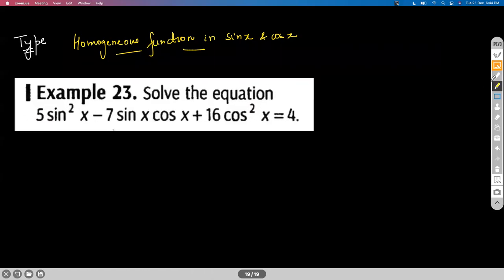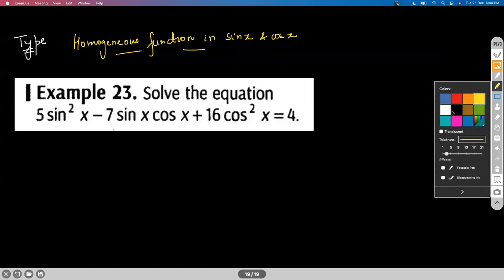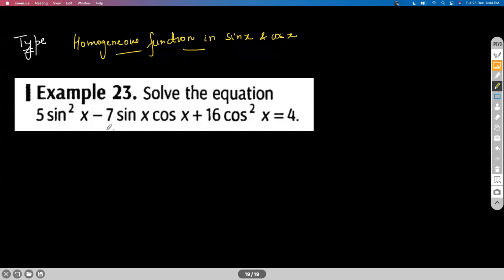If you see this question, this term is actually a homogeneous expression in sine x and cos x. Now, what is the meaning of homogeneous expression or homogeneous function in sine x and cos x? If you look at each one of these terms, each term will have the same power effectively on sine or cos. For example, here there is a power of 2. Here one sine and one cos are multiplied, so again the effective power is 2. Here also cos square x, so effective power is 2. So you can see that there's a uniformity in the power of sine or cos.